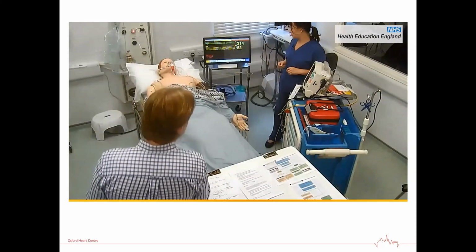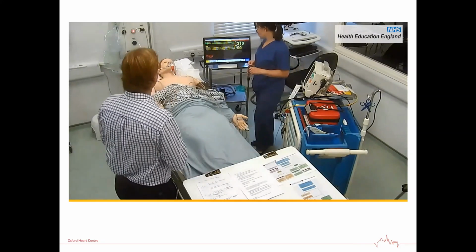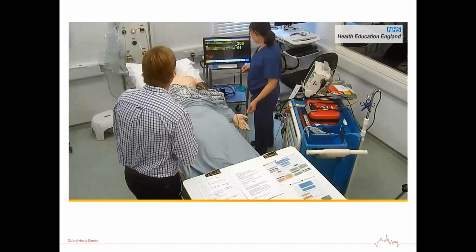And whilst that's running, we can move on to C. So as you said, the heart rate is 211. It appears irregular on palpation, although you should never rely on that. So let's do a 12-lead ECG.